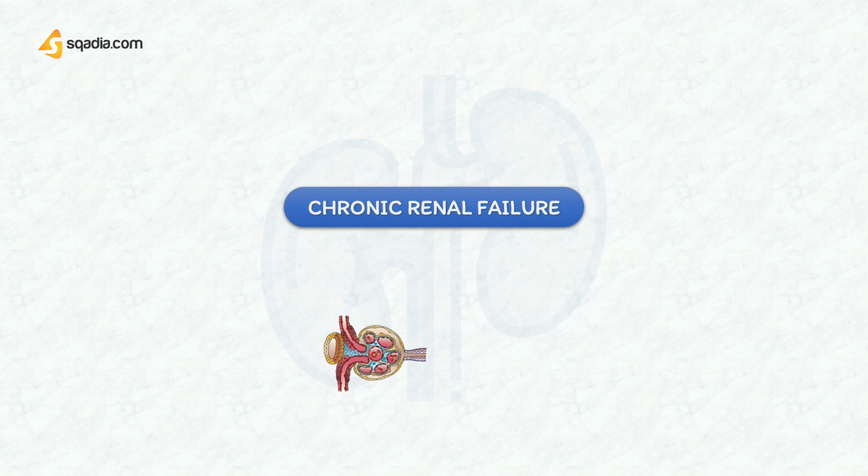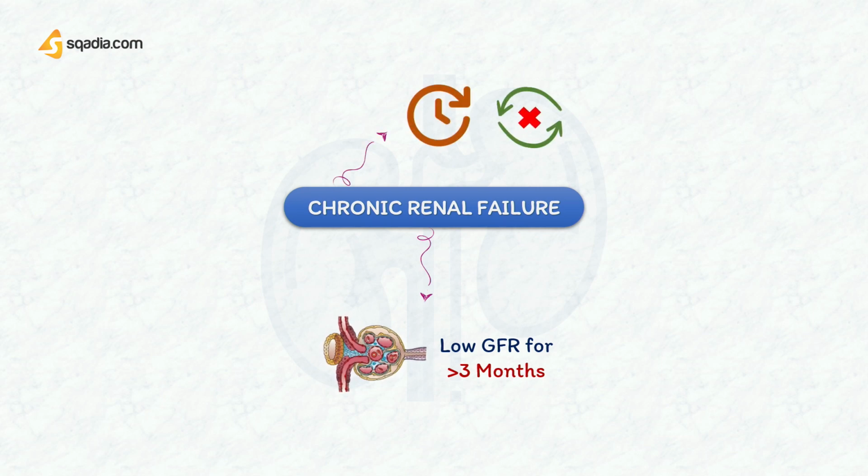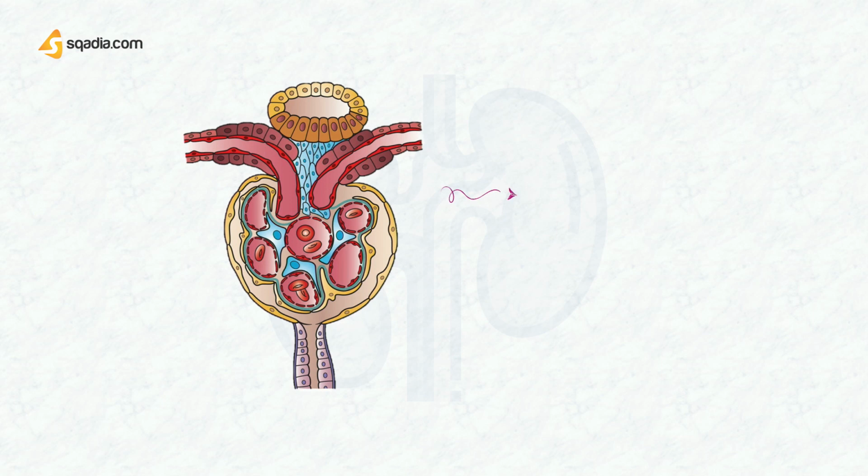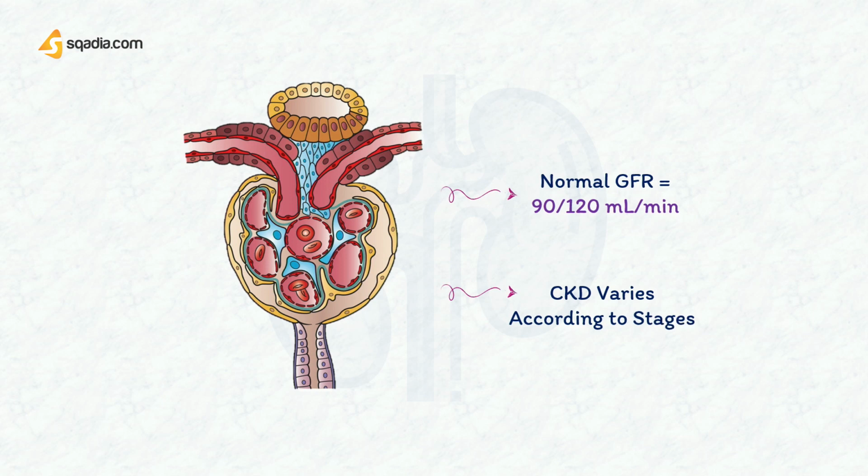Chronic renal failure is defined as an abnormally low glomerular filtration rate, or GFR, for more than 3 months. It is a chronic condition, meaning that it develops over a long period of time and it is not reversible. Remember that the normal GFR for a healthy kidney ranges between 90 to 120 milliliter per minute. And in the case of chronic kidney disease, it may vary according to its stages, which we will be discussing further in this lecture. Now, remember that I will be mostly referring to chronic kidney disease as CKD. So keep that in mind.